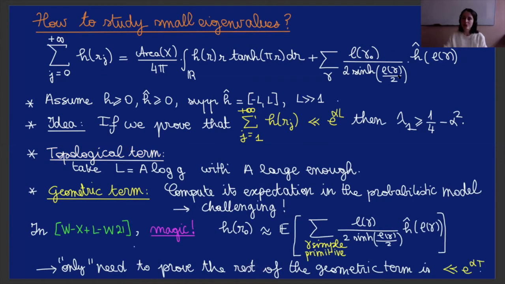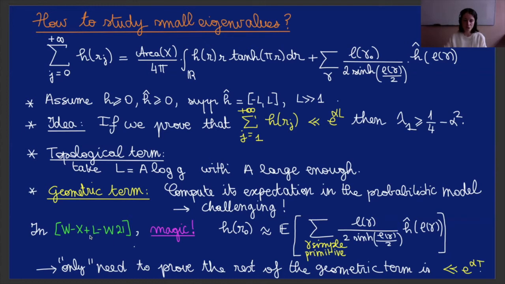Then the last term to study is the geometric term, and that's where everything is. That's the whole complexity of the thing. It's really challenging. It depends on the model you're using, and it requires you to understand all the geodesics up to a length L, and to do a very detailed study.